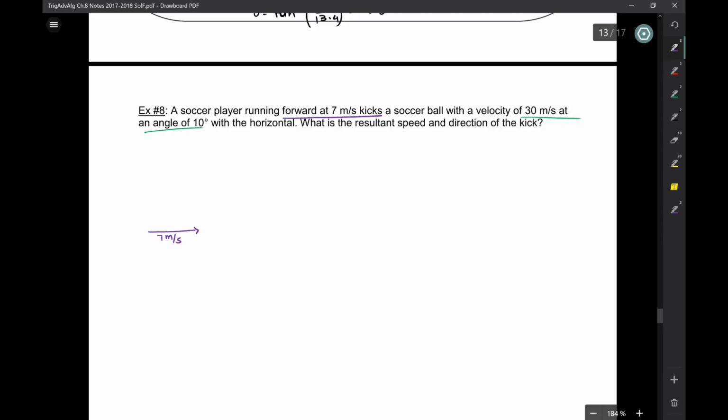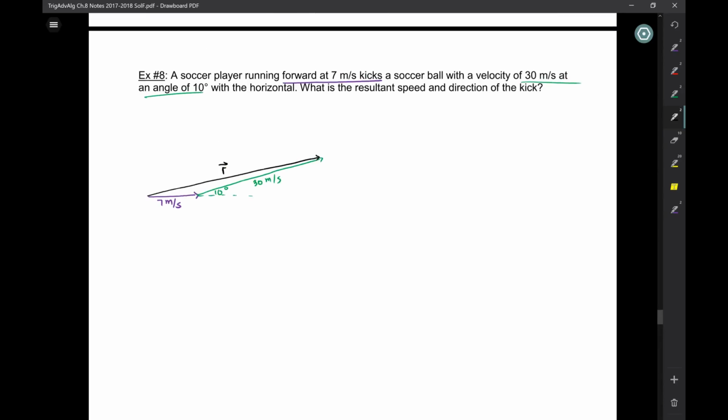And then he kicks the ball at 30 meters per second at an angle of 10 degrees. If this is the horizontal, 10 degrees is super little, like that. So the resultant is this one right here. If he's running, and you see the angle that the foot makes and the angle that the ball makes, they're not going to be the same. Now, what is the resultant speed and direction of the kick?